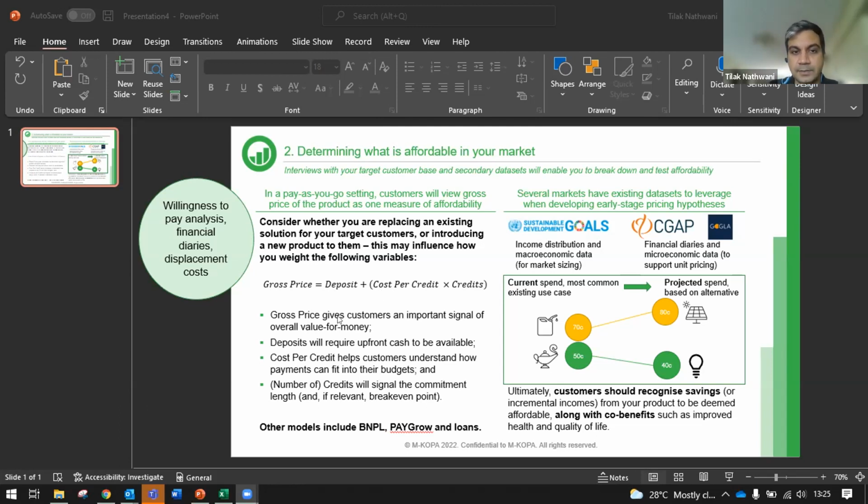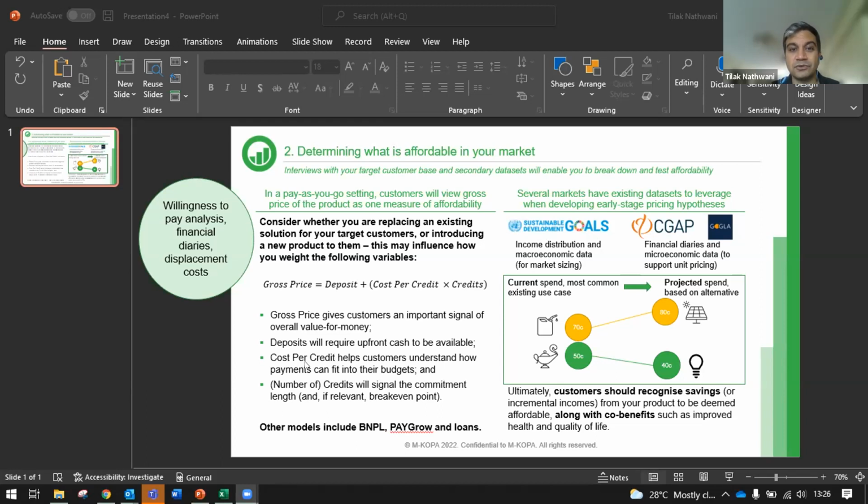A customer, as I mentioned, will view the gross price and think about it as overall value for money. What are they getting by the end of the payment plan? And as Moses mentioned as well, there's an element of credit. Customers will assess the value of the product itself versus purchasing it on a pay-as-you-go basis. The deposit requires upfront cash, so that also is linked to affordability. If you increase the size of the deposit, you might actually price customers out of accessibility.